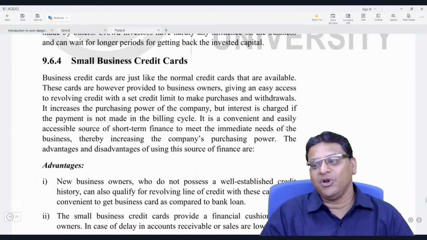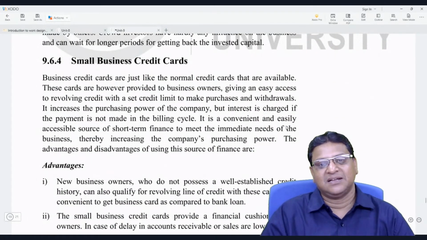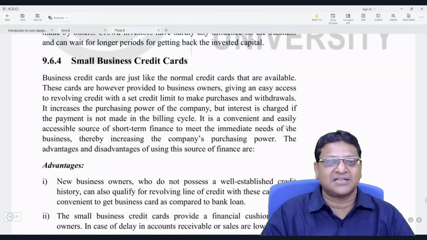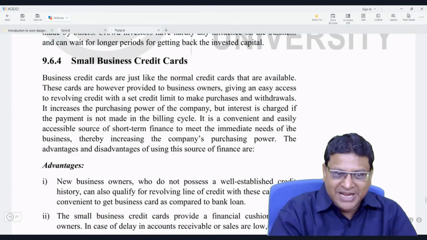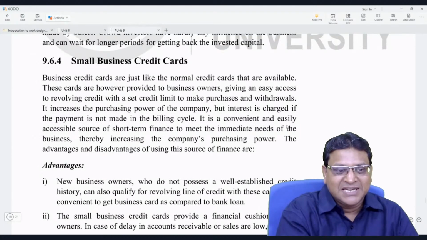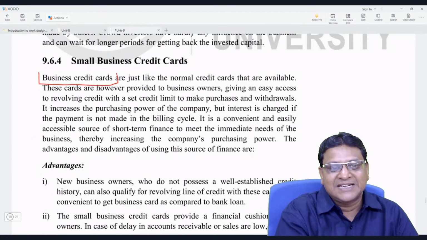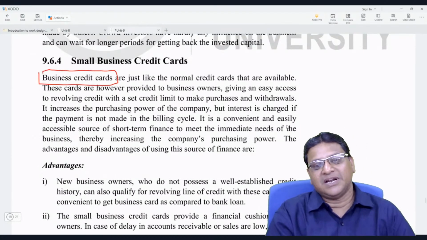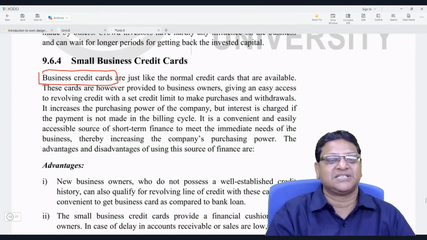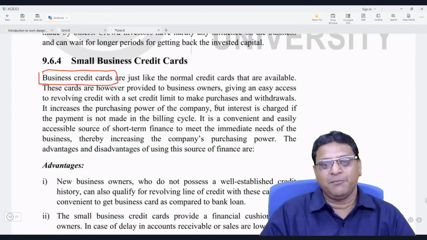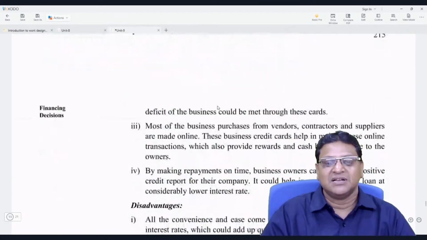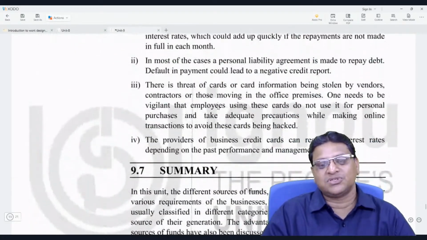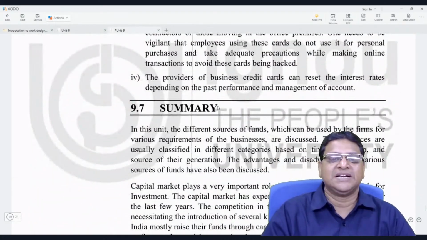Another is small business credit cards. What is small business credit cards? Like you take credit cards, a business can also have credit cards in its name. That is known as small business credit cards. With the help of small business credit cards, a business can get funds when it needs.